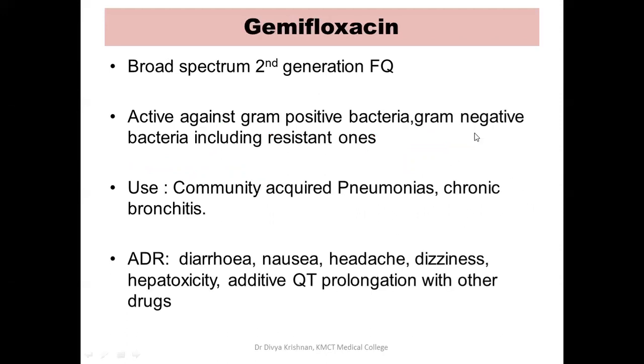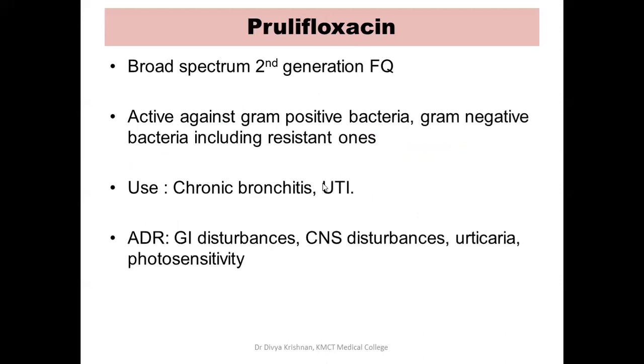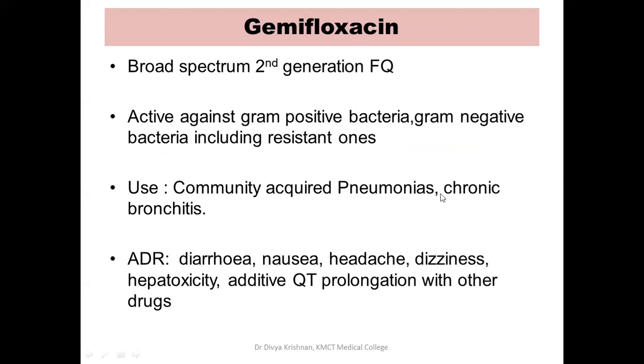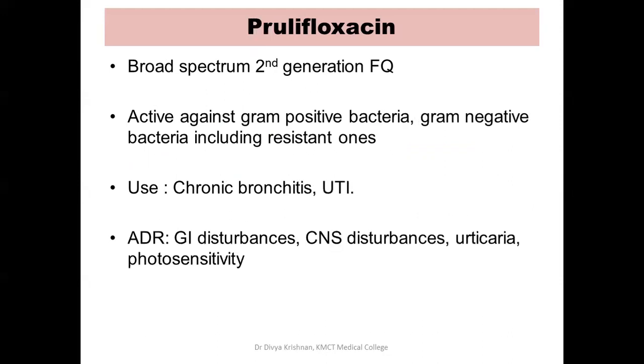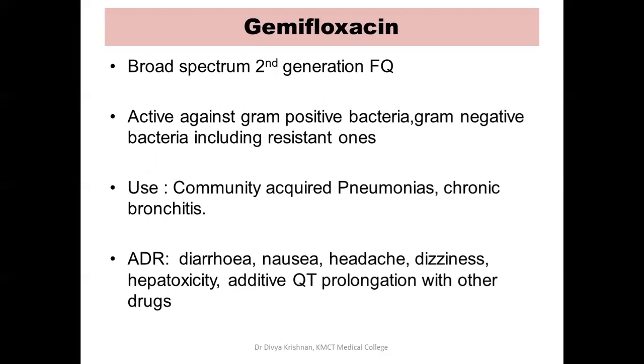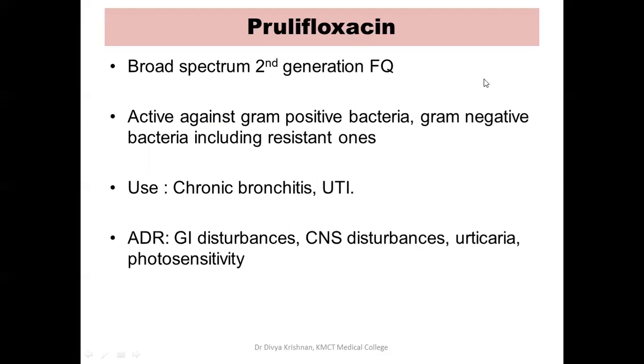Gemifloxacin and prulifloxacin. These are two broad spectrum second generation fluoroquinolones. They are also finding use mainly in community acquired pneumonias and bronchitis. Prulifloxacin is also used for UTI. So these are all active against gram-positive, gram-negative, including the resistant ones. These also have some ADRs like GI disturbances and CNS disturbances, but gemifloxacin can also cause some QT prolongation, but not much QT prolongation is seen with prulifloxacin.